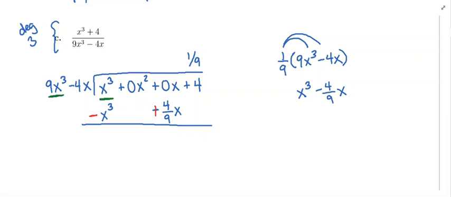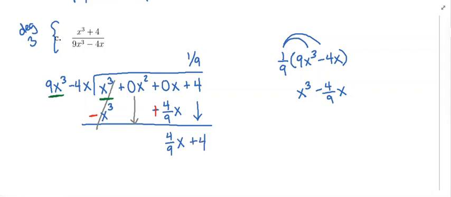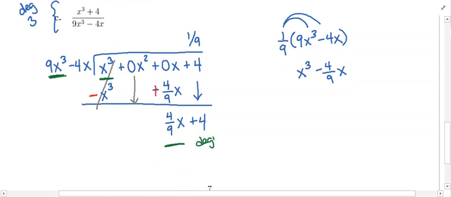So x cubed minus x cubed, those go away. If I bring down the 0x squared, that's just going to be 0. And then I'm going to have 0x plus 4/9 x, that's 4/9 x. And then I can bring down the 4. You will now ask yourself, what do I have to multiply 9x cubed by to get 4/9 x? That's not possible. We have to stop here because the degree here is 1, but the degree here is 3. Because the 4/9 x plus 4 has a smaller degree, we need to stop.